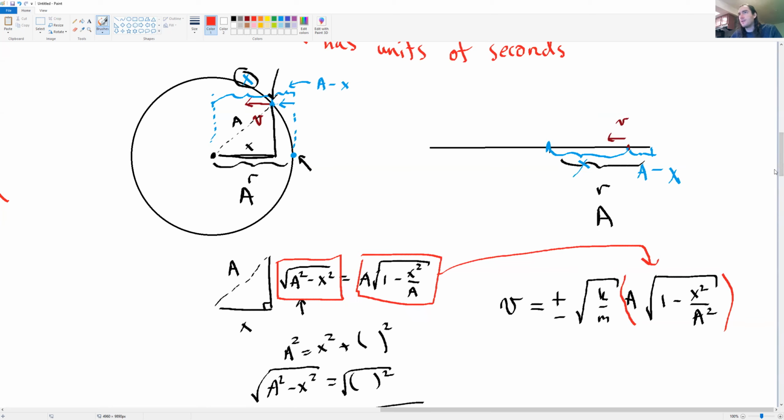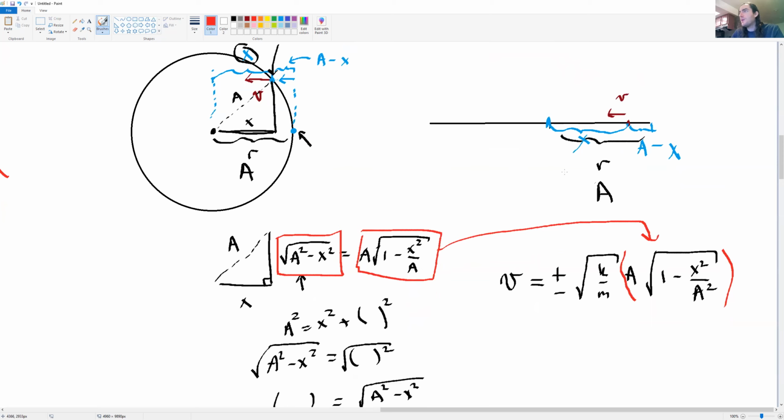I need to close my chat so I can see better. We have a spring system here which matches up with this circular motion that we have over here. So we've drawn an analogy between the oscillating mass spring system and a circular motion.